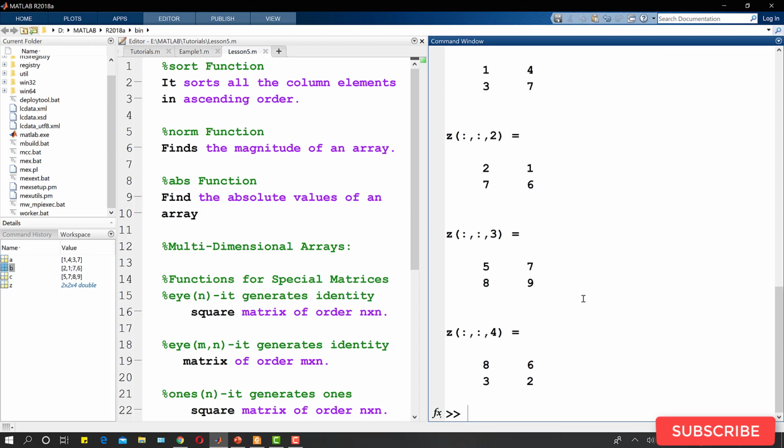I hope you people have learned creating this three-dimensional array. I think it's enough for this lesson. One thing I need to tell you people, keep practicing all these instructions and functions that I am telling. I have told you that I am doing all this from the textbook Introduction to MATLAB for Engineers by William J. Palm. I will give the link to that book in the description, so you people can download the book for yourself and practice.